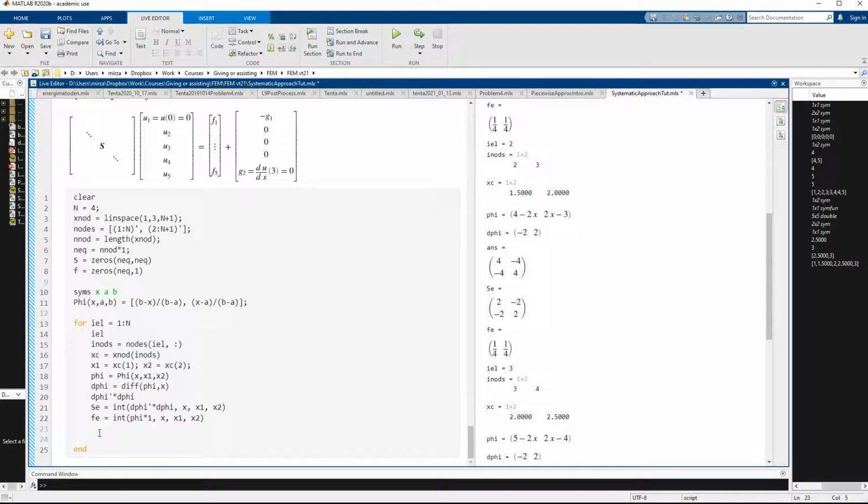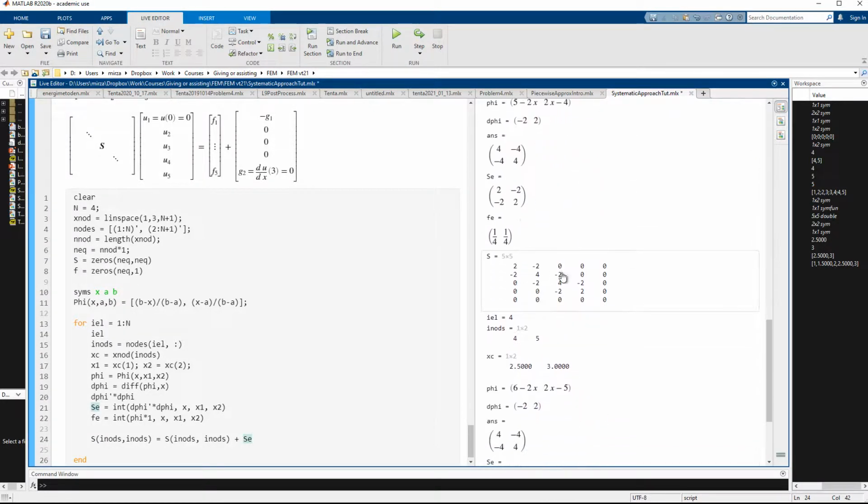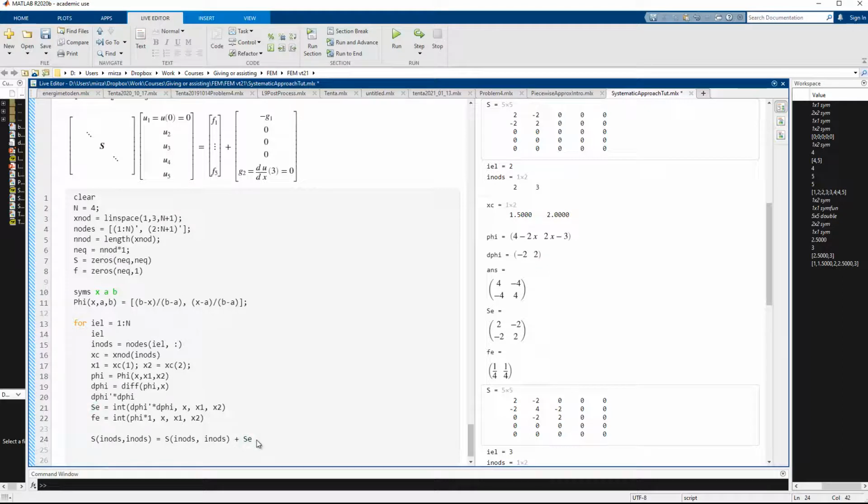So exactly that. Our assembly process is just going to take this S, which is empty because we haven't inserted anything, and at these places, S of inodes, inodes, we're going to take what is already there and add to this our element stiffness matrix. And we can see how this gets populated with a bunch of numbers. In this case, we have 2, minus 2, minus 2, 2. And then, of course, in here, these are the overlapping values, and are going to be 4, in this particular case with n equal to 4. This will change. Then we have our load vector, and that's inodes.